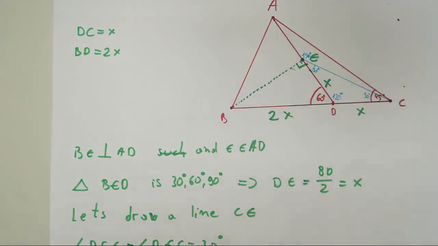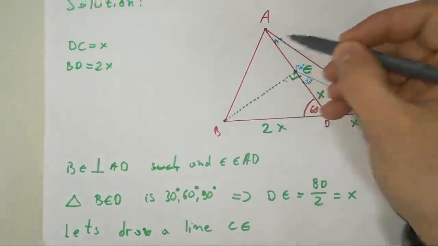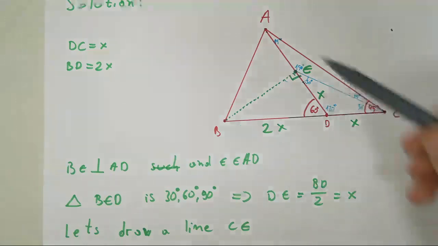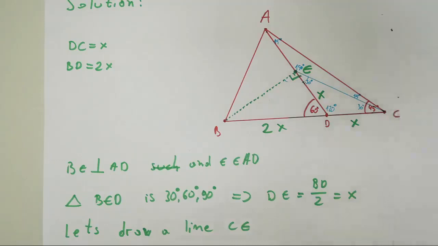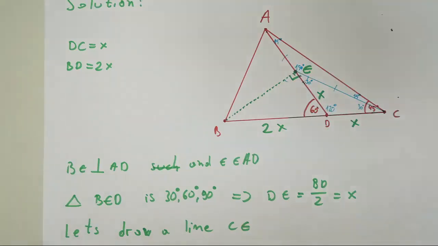If that angle is 150 degrees, we know that this angle is 15 degrees. What's left? That this angle here is also 15 degrees. It means that again, this triangle AEC is an isosceles triangle, so these two sides are equal.